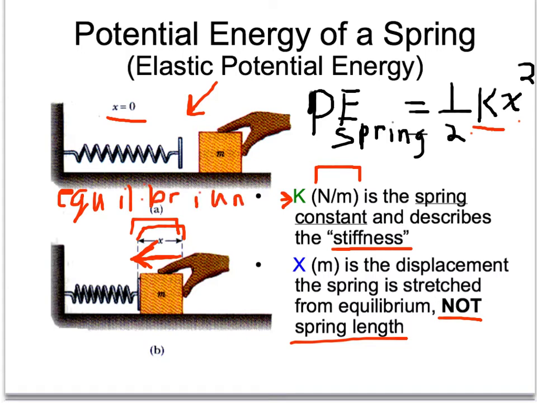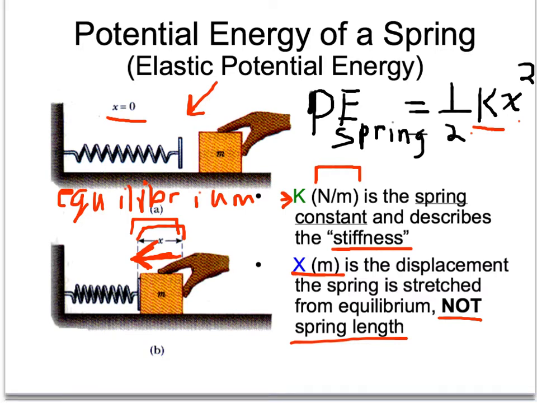And it means something slightly different than static and kinetic equilibrium. This just means the way the spring wants to exist. We then disturb the spring from equilibrium by either compressing it or stretching it, and x is how much you either compressed it or stretched it.